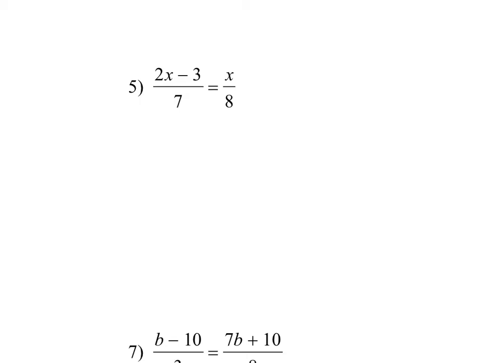Ooh, excuse me, let me get my highlighter. But it's still the same thing. Those two are your cross products. These two are your second ones. Now, the main difference here is you're going to end up seeing that you're going to end up with a variable on both sides, and that's A-OK.